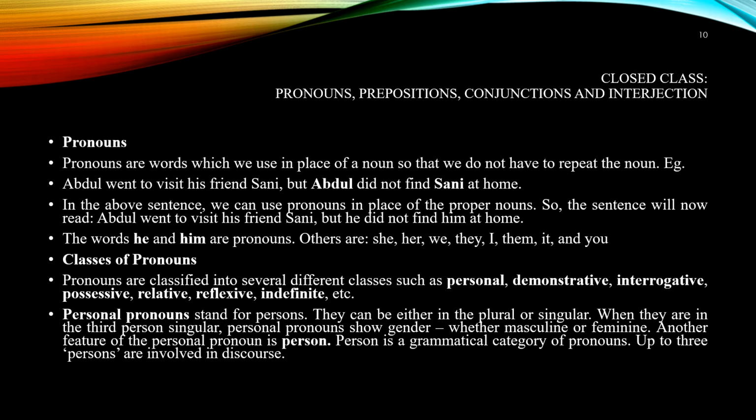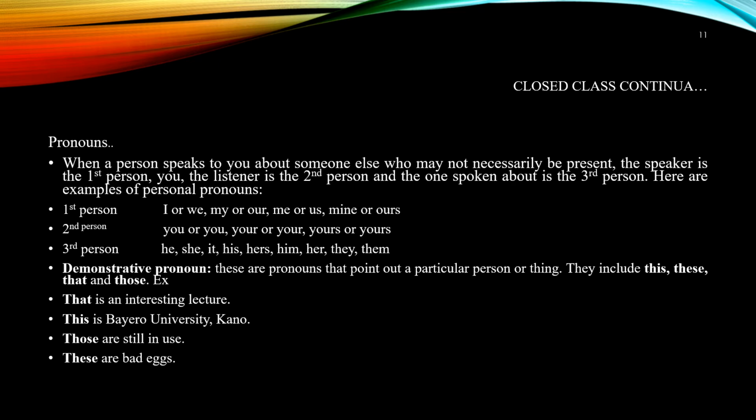Person is a grammatical category of pronoun. That is, up to three persons are involved in discourses. That is to say, when a person speaks to you about someone else who may not necessarily be present, the speaker is the first person. You, the listener, is the second person, and the one spoken about is the what? The third person. Here are examples of personal pronouns.